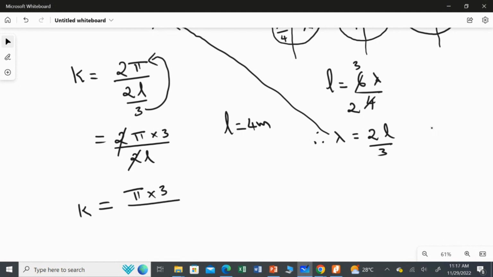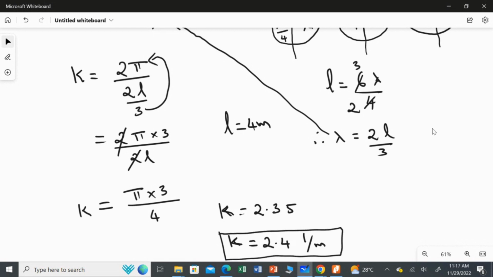over length 4. Let's see what is the answer for this angular wave number, which is pi multiplied by 3 over 4. Actually, I got the answer as 2.356. So better I can round this value. I got 2.35, better I can round it to 2.4. Okay, so therefore K is equal to 2.4. If you want to calculate with the 2.35, no problem, you can go ahead. And what's the unit? It is per meter, right? So this is the answer for the second question.